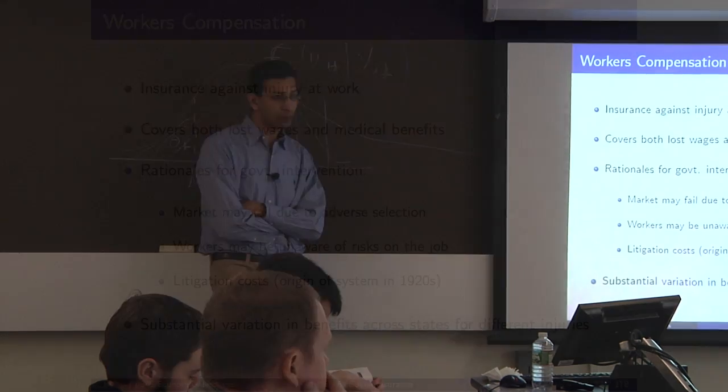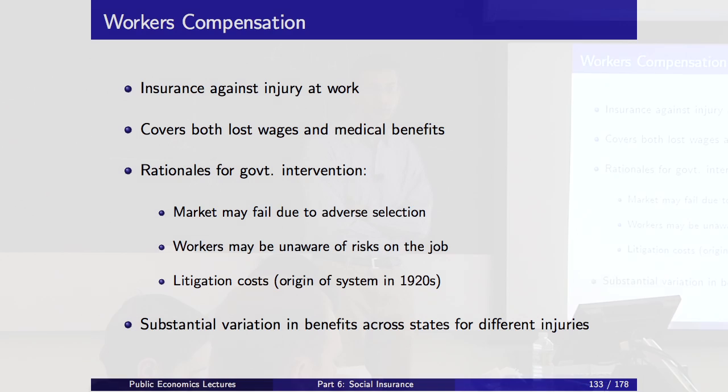And it covers both lost wages and medical benefits. And there are various rationales for government intervention here that are similar to those we've talked about with unemployment insurance. So the market may fail due to adverse selection. There could be behavioral issues like workers are unaware of risks on the job and don't buy adequate insurance if you rely on them to purchase it.